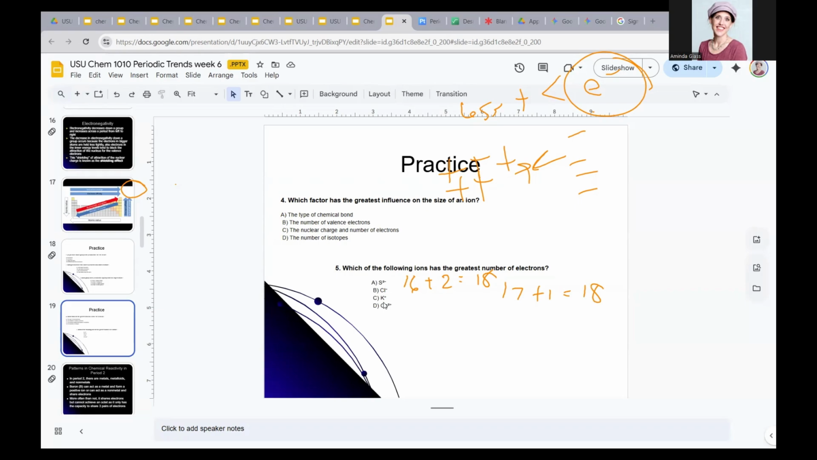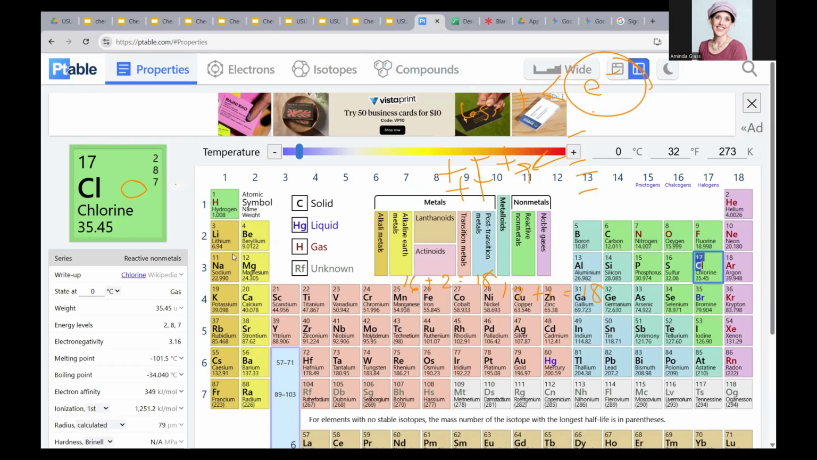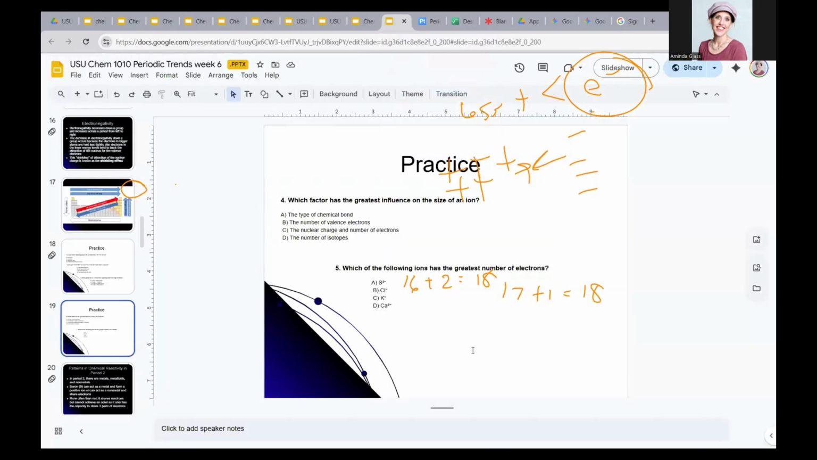So let's look at potassium here. Potassium has 19 electrons, but it's a K plus, which means it's lost 1. So this would be 19 minus 1, which gives us 18.